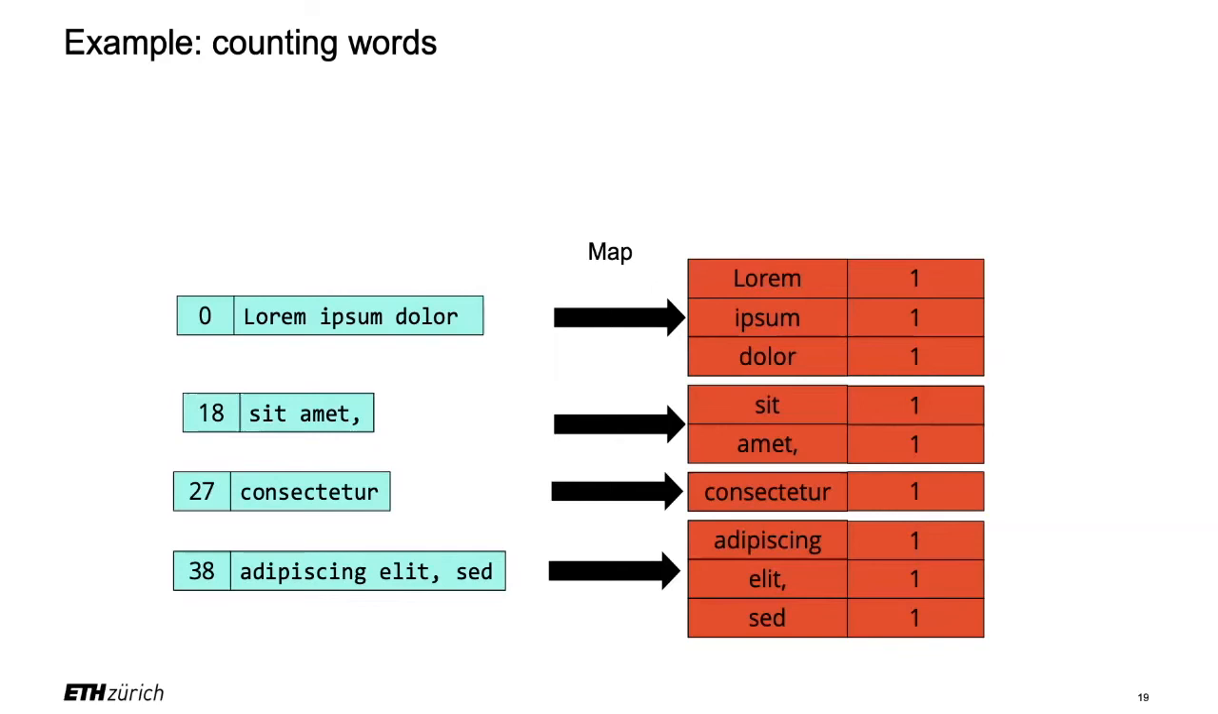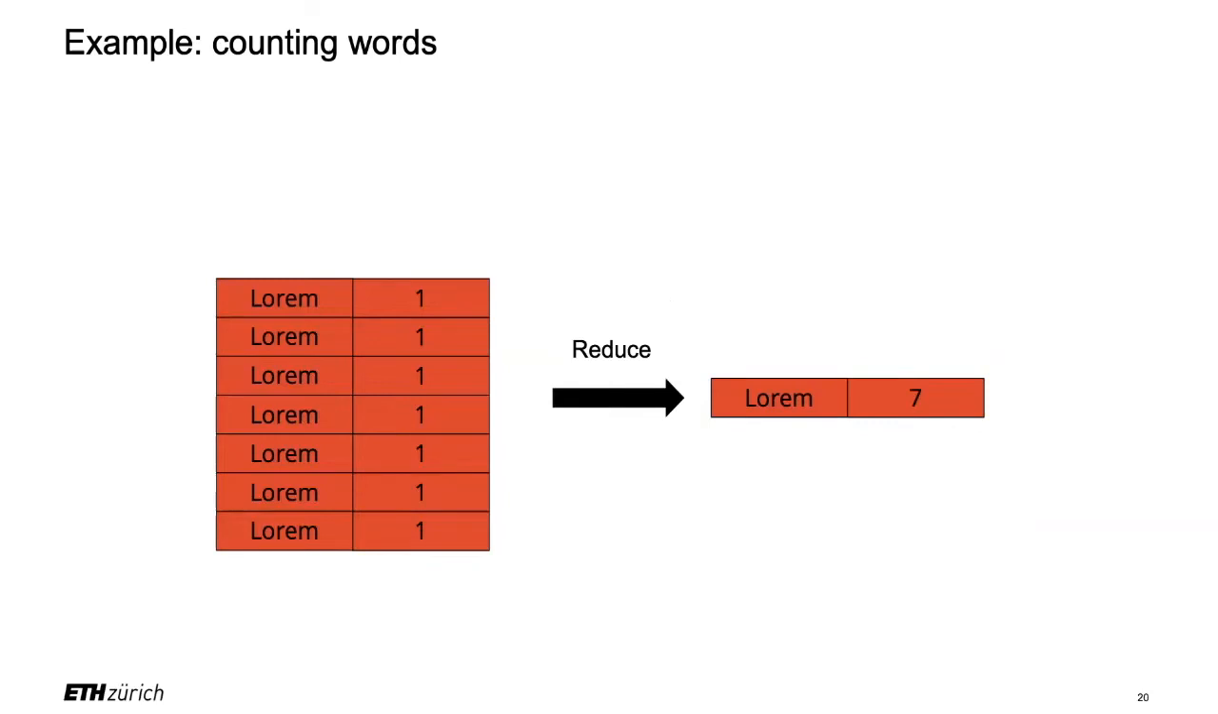Or anybody else who knows? Yes, over there? The sum, exactly. So you do the sum. You could do the count if you have only ones, and you do a sum if you do the optimization that you suggest. Okay, so here this is the reduce. It's either a count or a sum because here we didn't combine, we didn't optimize.